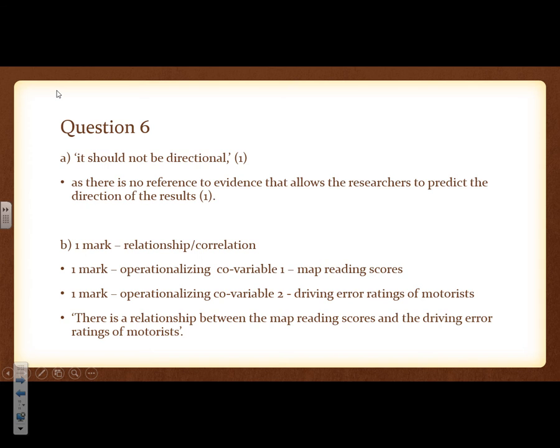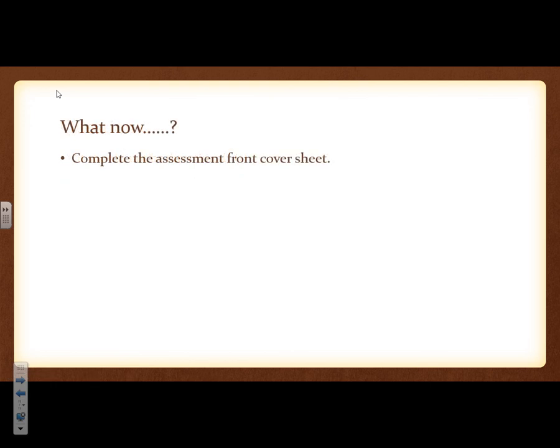And then operationalising covariable 1, map reading scores, because scores are a number. Operationalise covariable 2, driver error ratings of motorists, so make it really clear how that was measured. So there's a relationship between the map reading scores and the driver error ratings of motorists. Give yourself a mark for each one of those. And of course, well done, you've completed that. So it's a really nice, short, simple assessment.